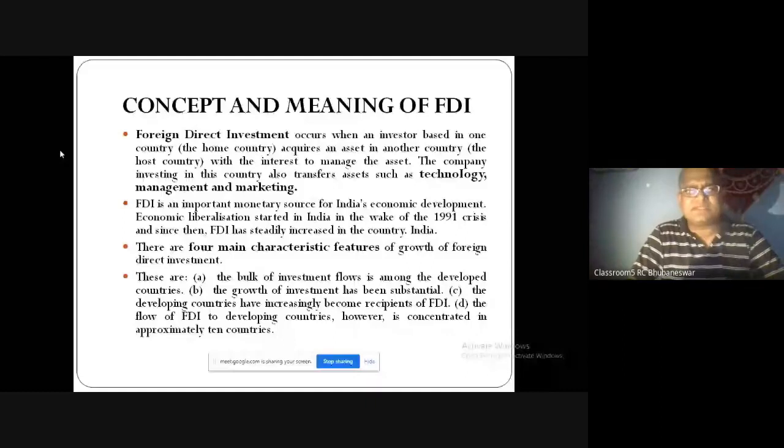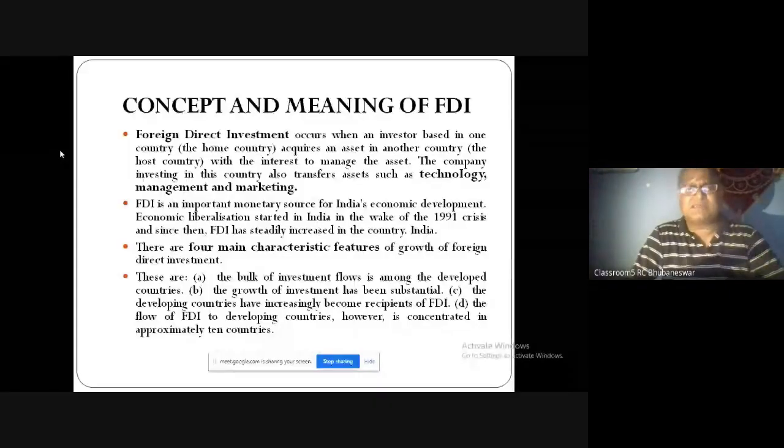direct investment. Foreign direct investment means when an investor based in one country acquires an asset of another country, with the interest to manage the asset, that type of technology of management or marketing management, that is called a foreign direct investment. It means we are encouraging some countries' funding to invest in our country on a direct basis or on an indirect basis.